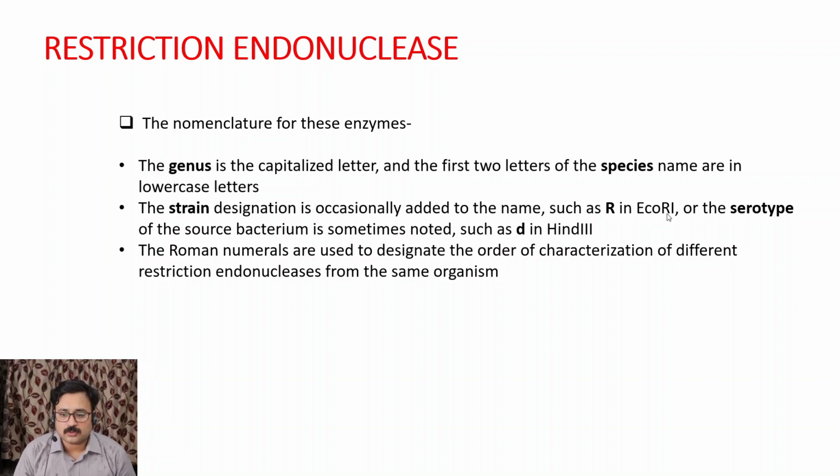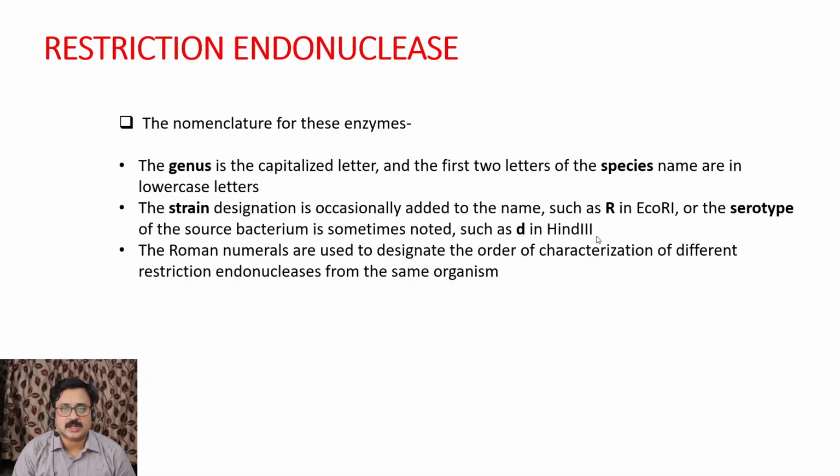The fourth letter stands for the strain name or the serotype of the source bacterium from which the restriction endonuclease was extracted. In this case, it was extracted from the R strain of Escherichia coli, and in HindIII the d designates the serotype of the bacterium from which it was extracted. And now coming to the last, that is the number 1, 3.